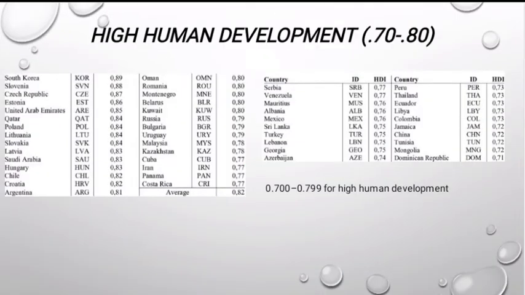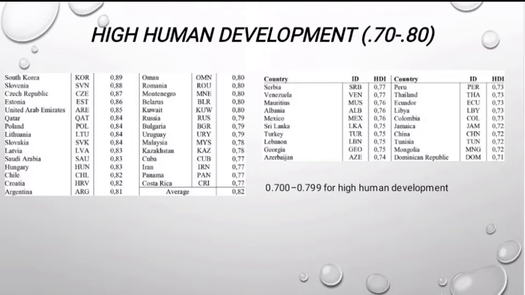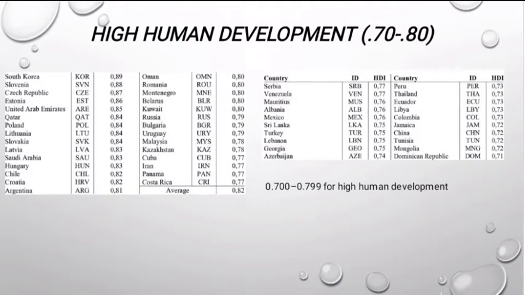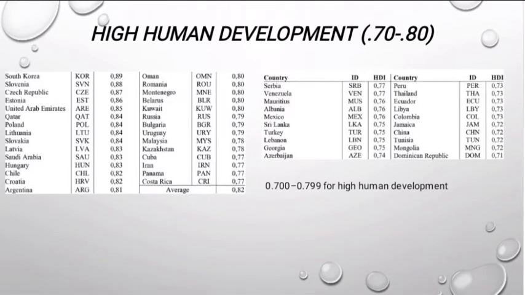High human development is 0.700 to 0.799. Azerbaijan, Georgia, Lebanon, Turkey, Sri Lanka, Mexico, Albania, Mauritius, Venezuela, Serbia. The countries belonging to high human development also include Dominican Republic, Mongolia, Tunisia, China, Jamaica, Colombia, Libya, Ecuador, Thailand, Peru.